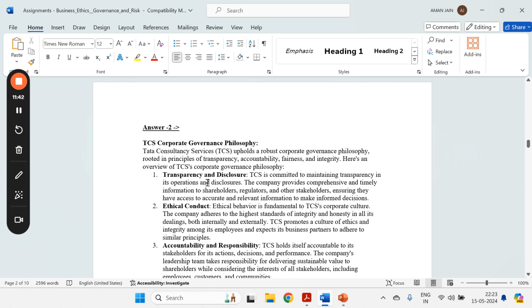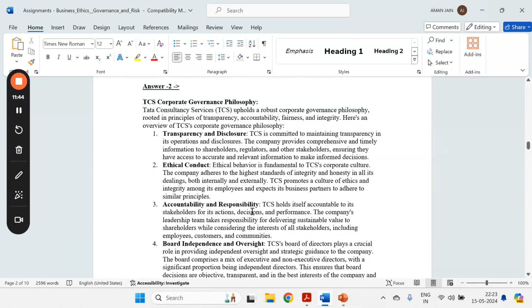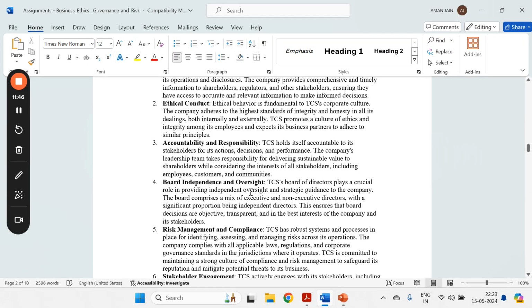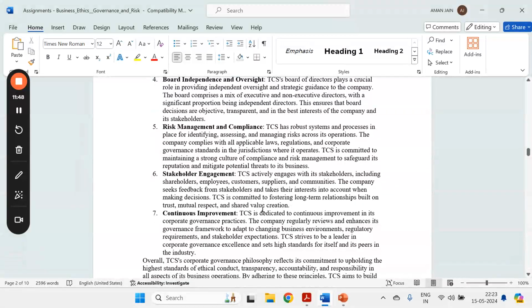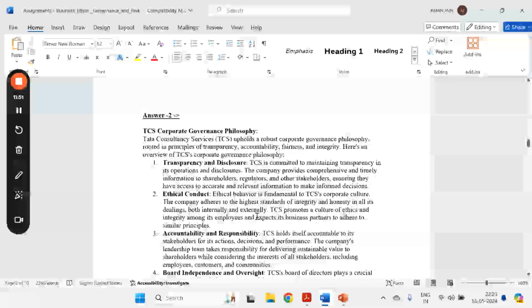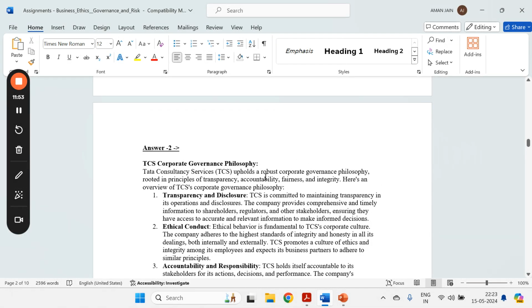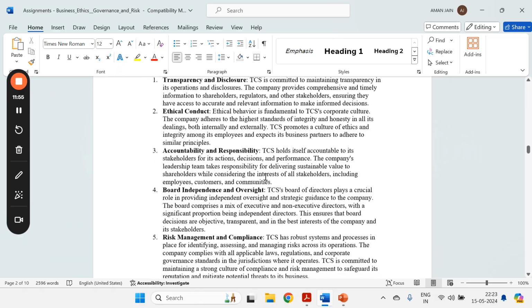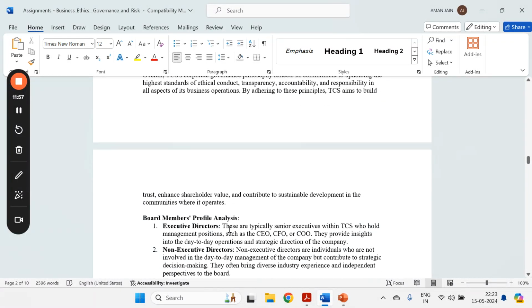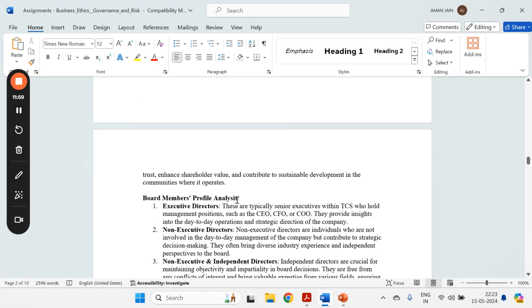What it talks about: transparency, disclosure, ethical conduct, accountability, responsibility, board independence, oversight, risk management, stakeholder engagement, continuous improvement. These are all parts of their governance policy, so I'm just giving a brief. After that, I have talked about the board members' profile analysis.